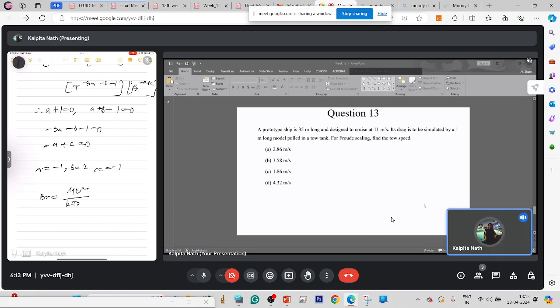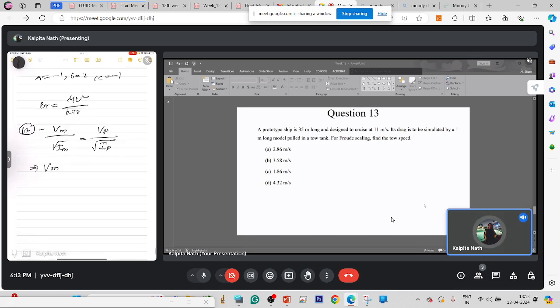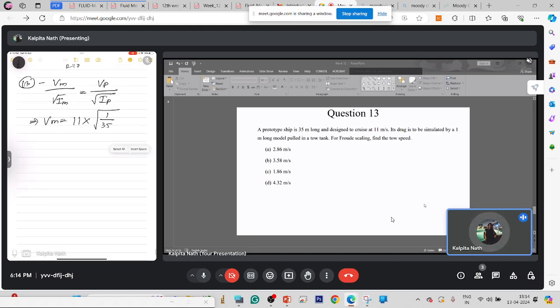Okay, so for the Froude scaling, Vm upon root over Lm is equal to Vp upon root over Lp, or Vm is equal to 11 multiplied by root over 1 by 35. Right? Yeah. So this is equal to 1.859. That is the option.